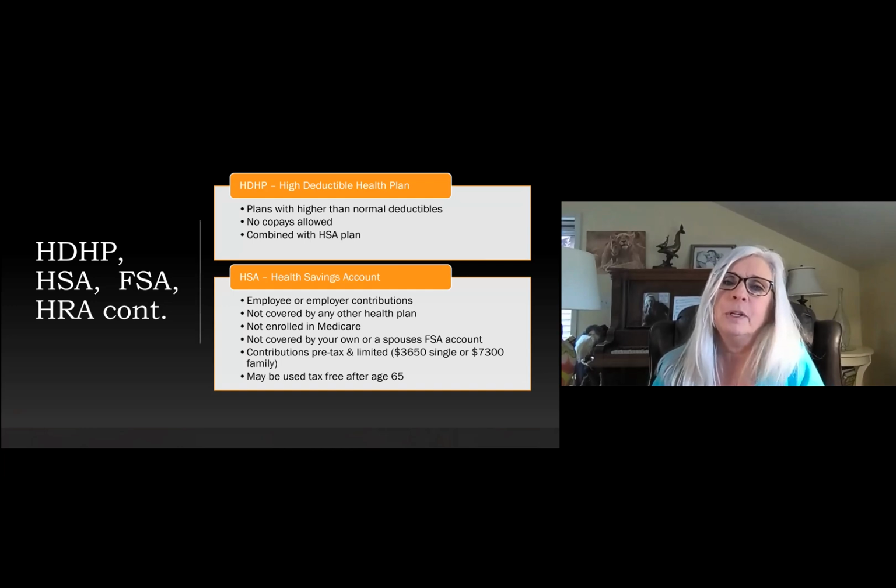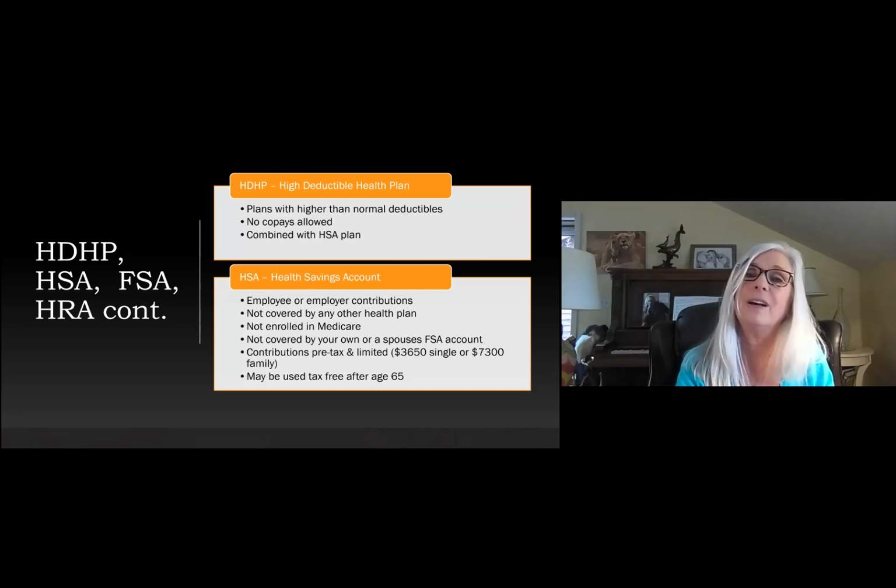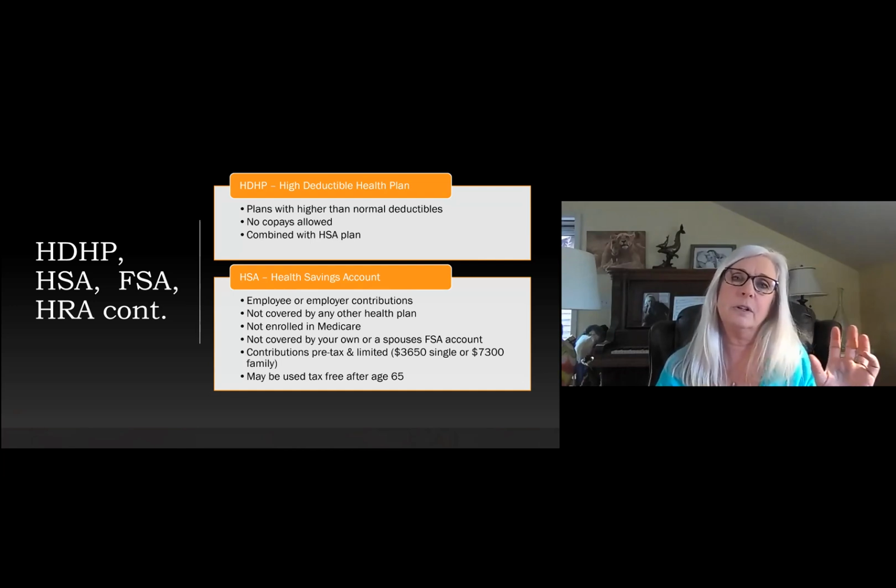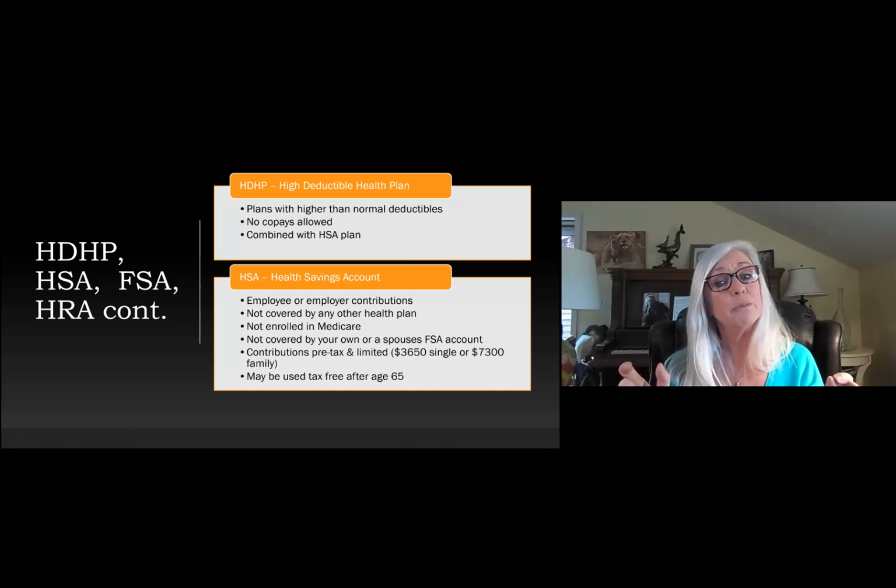So the acronyms: a high deductible health plan. These are plans with higher than normal deductibles and no copays are allowed. You can have a 3,000 deductible, but have a copay for office visits. So that's not a high deductible health plan. High deductible health plans are significant because you can have a health savings account with that. So the health savings account allows the employee and or the employer to make contributions.